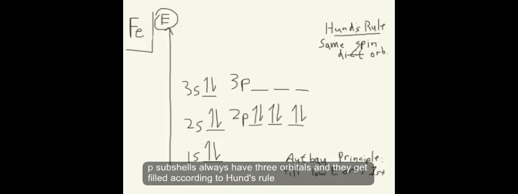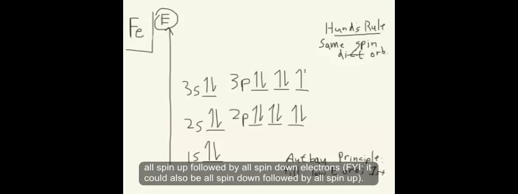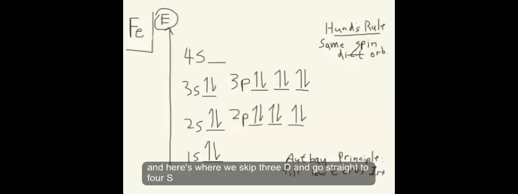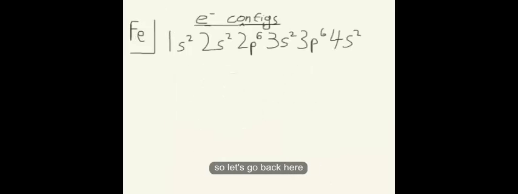P subshells always have 3 orbitals, and they get filled according to Hund's rule, 1 orbital at a time. All spin up followed by all spin down electrons. And here is where we skip 3d and go straight to 4s. Then we go to 3d. But we're all caught up here. So let's go back here and fill in the rest.